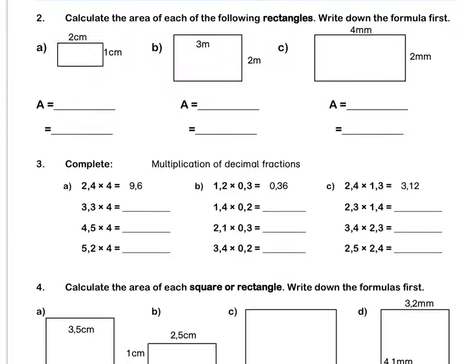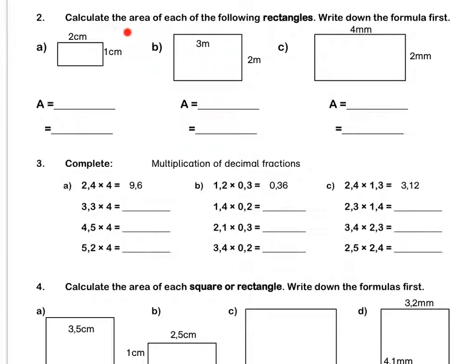Question 2. Calculate the area of each of the following rectangles. Write down the formula first. For A, the area of any rectangle is its length times its breadth. For this diagram, it's 2 times 1, which is 2. Very important, unit is centimeters squared. Press pause to complete question 2.